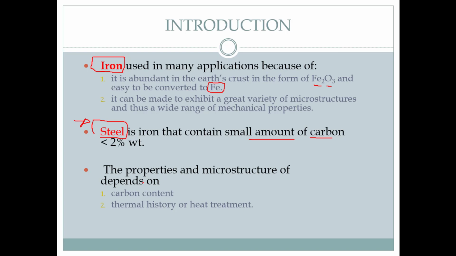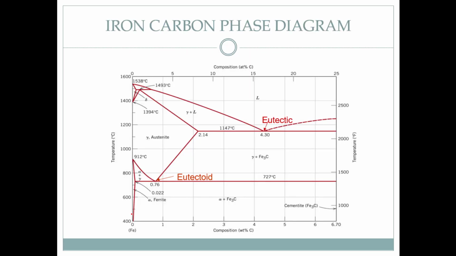The properties and microstructure depend on the carbon content, as we'll see in the coming slide, and the thermal history or the heat treatment. Okay, so we can judge the microstructure and the properties, the behavior of this metal. So it depends on the carbon and the thermal history. So the property and microstructure of steel, okay, depend on carbon and thermal history.